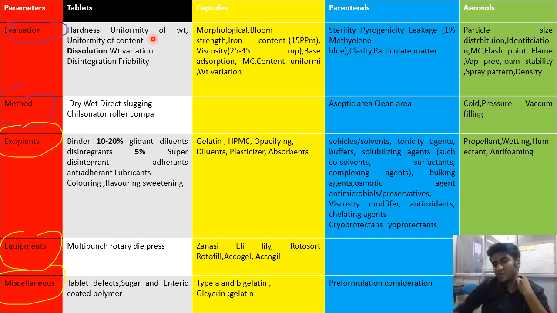For parenterals, we may have pyrogenicity, like 1% methylene blue we use, sham test and all, the testing LAL, Limulus amebocyte lysate, aseptic area class 100, 1,000, 10,000, 1 lakh, vehicles like cryoprotectants, lyoprotectants, preservatives, solubilizers, reformulation parameters. For aerosol, maybe particle size, all the equipment. This table is very important. Particle size distribution, identification, moisture content, flash point, flame projection, vapor pressure, foam stability, spray pattern, etc.